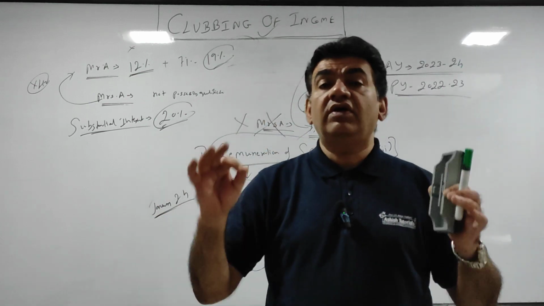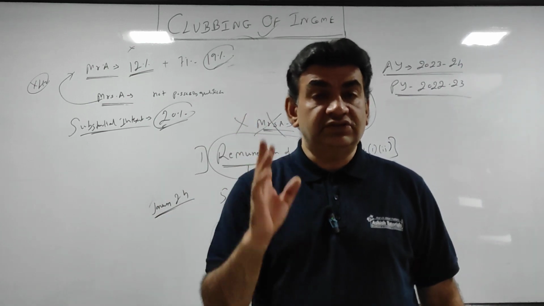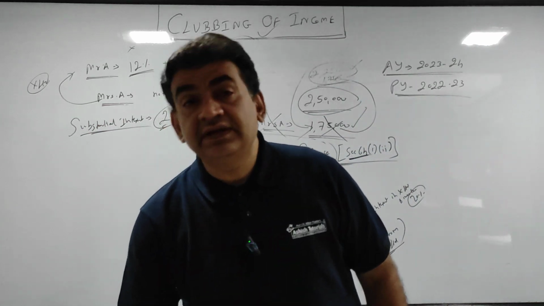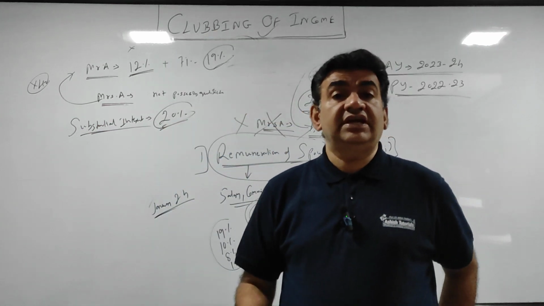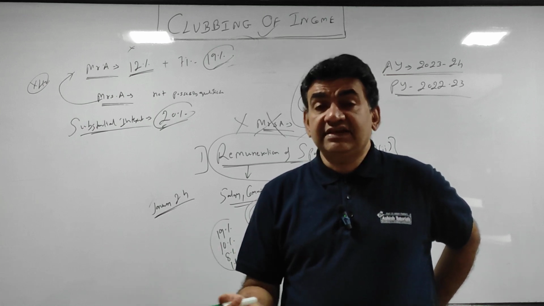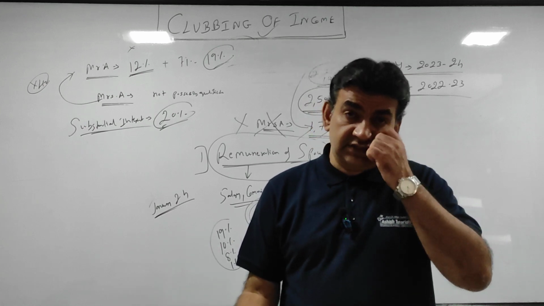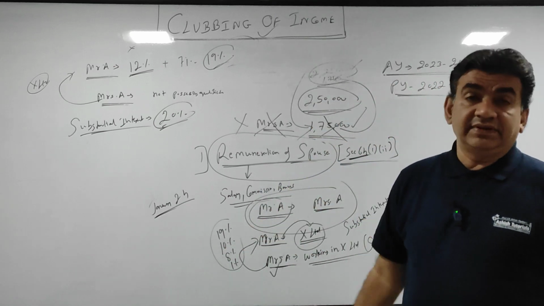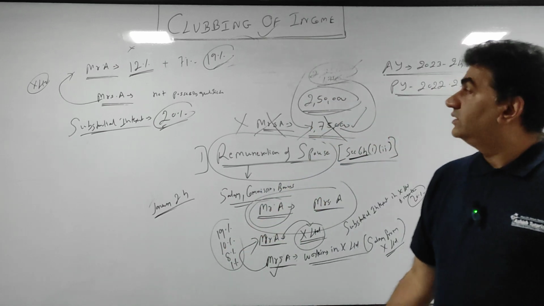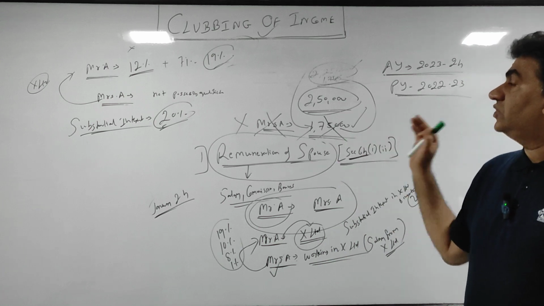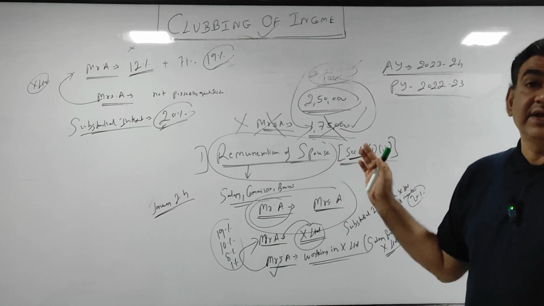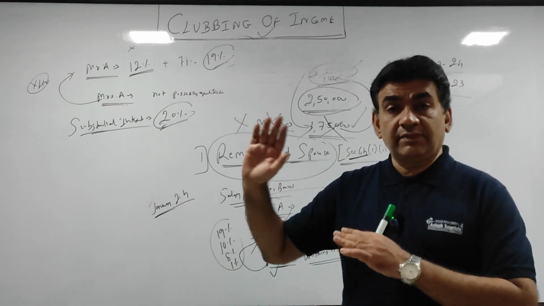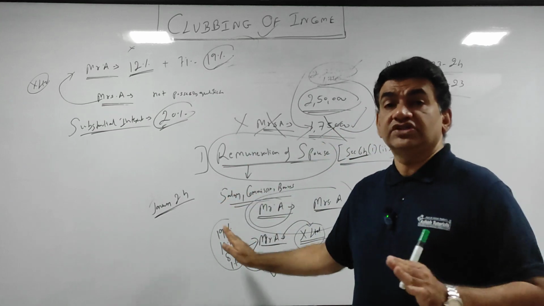Keep in mind and mark this as important, because not only from the sums point of view but also from the practical theory point of view, you will be getting 7 or 8 mark long answers or maybe 5 mark short notes that will come. Got it guys? So this is the concept of clubbing of income, with only discussion of the first part.